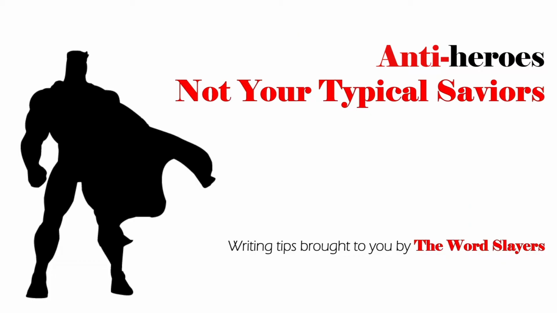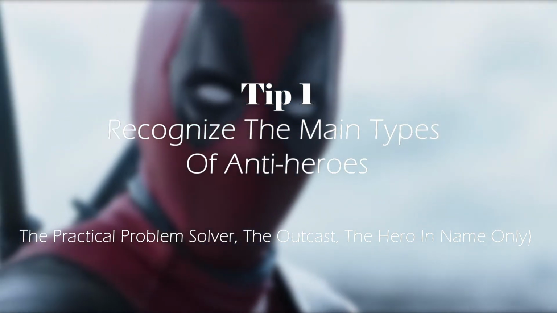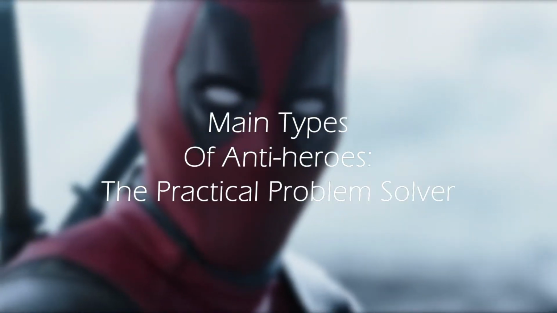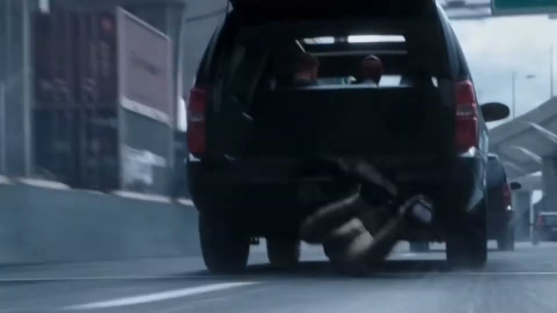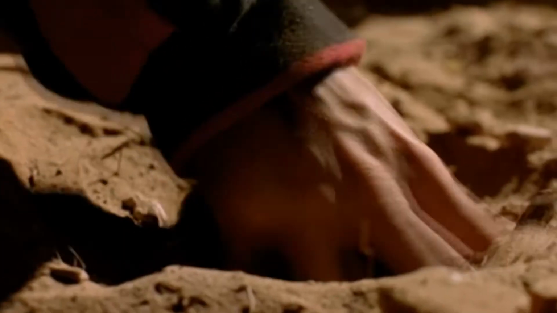Here's a breakdown of just what characterizes anti-heroes, as well as the best tips for crafting them in your writing. Tip 1. Recognize the main types of anti-heroes. The practical problem solver. This anti-hero fights crime and injustice but isn't afraid to use less than ethical tactics to get the job done. Think of these anti-heroes as vigilantes who'll do anything, even murder.